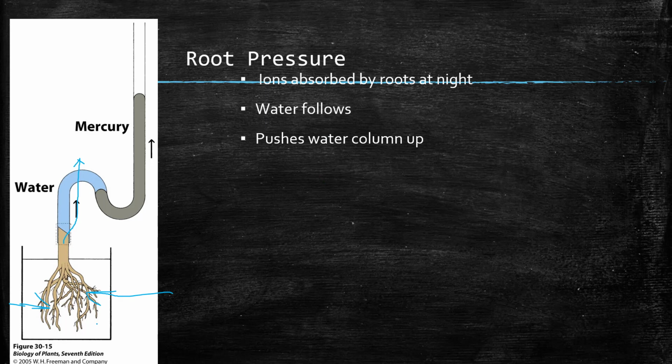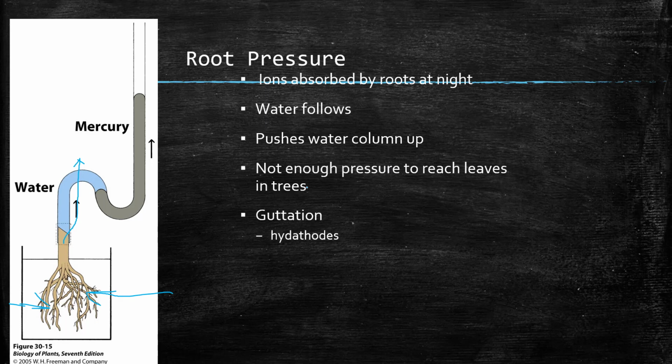So what happens in roots is they tend to absorb a lot of ions, especially at night. I don't know why at night off the top of my head, but then water follows the ions because of diffusion, and that pushes the water upward. That's called root pressure. Now, just a fact for you here. Not enough pressure is generated in this case to move water all the way to the top of a tree, but it does push water all the way up to like a blade of grass or something.